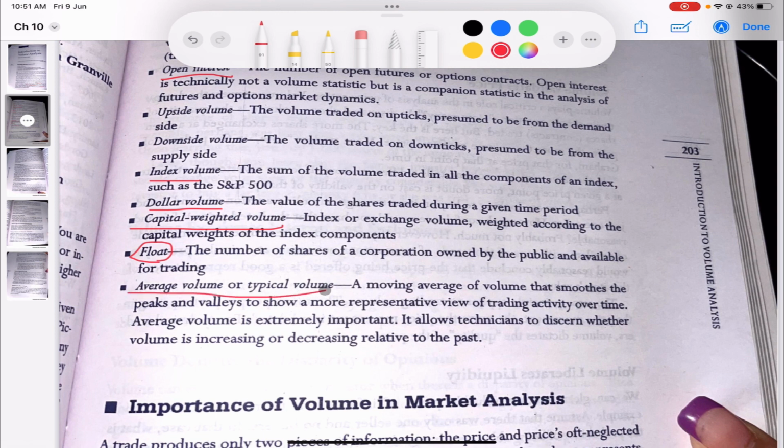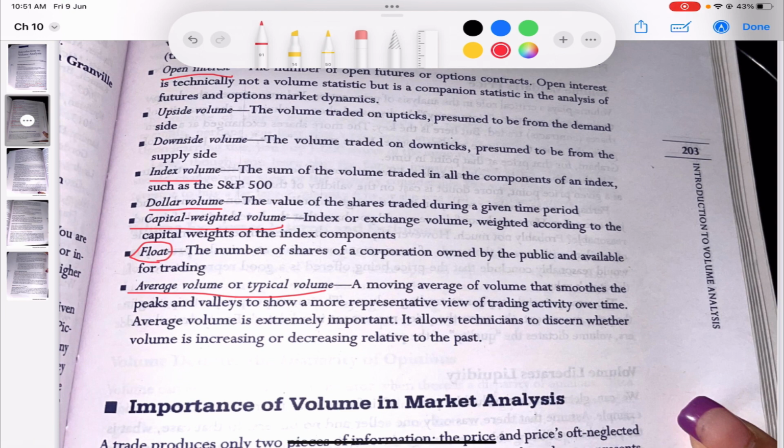Let's talk about that. A moving average of volume that smooths the peaks and valleys to show a more representative view of trading activity over time. Average volume is extremely important. It allows technicians to discern whether volume is increasing or decreasing relative to the past.